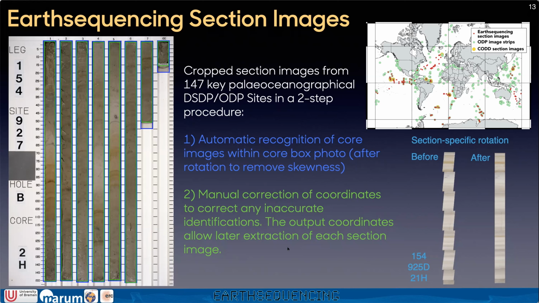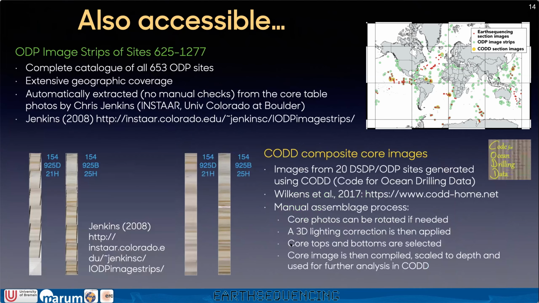And this was done for 147 key paleoceanographic DSDP and ODP sites, highlighted in red, in addition to all of the IDP sites which have line scan images already cropped and available, which are also accessible through the toolbox. Okay, so then the last slide, please.